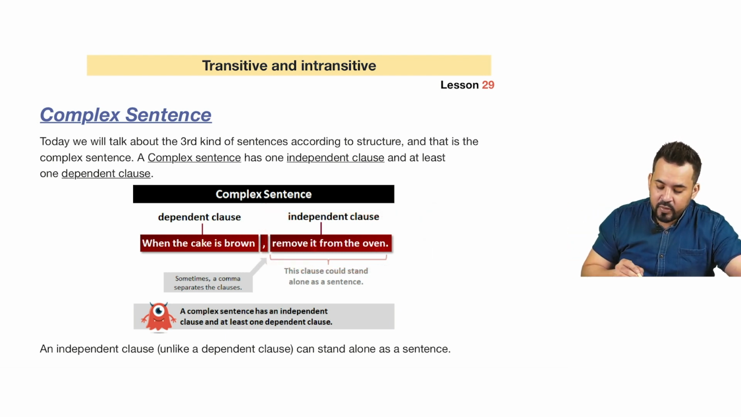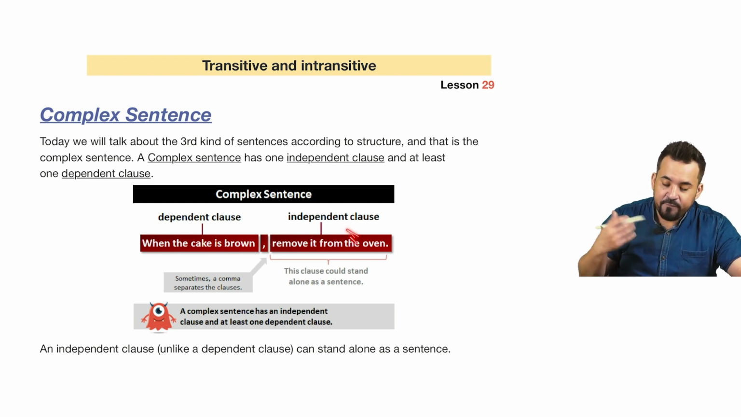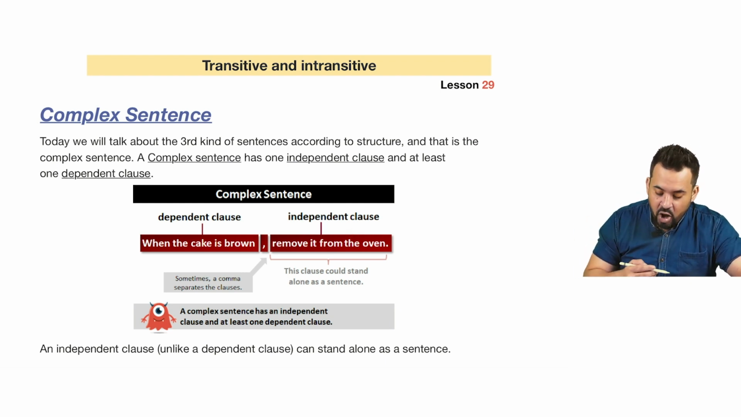Now, the dependent clause, this one cannot make sense if you say it on its own. The cake is brown. When the cake is brown, yeah, so what happens? So we need the independent clause that completes the thought.